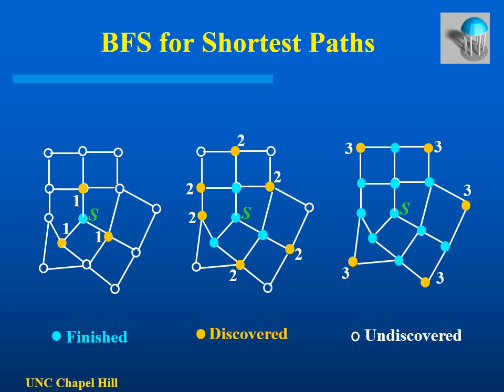We take each one of them off the queue and find that there are no adjacent undiscovered nodes for each of them. And so after all of them have been taken off and then colored finished, the queue will be empty and we stop.